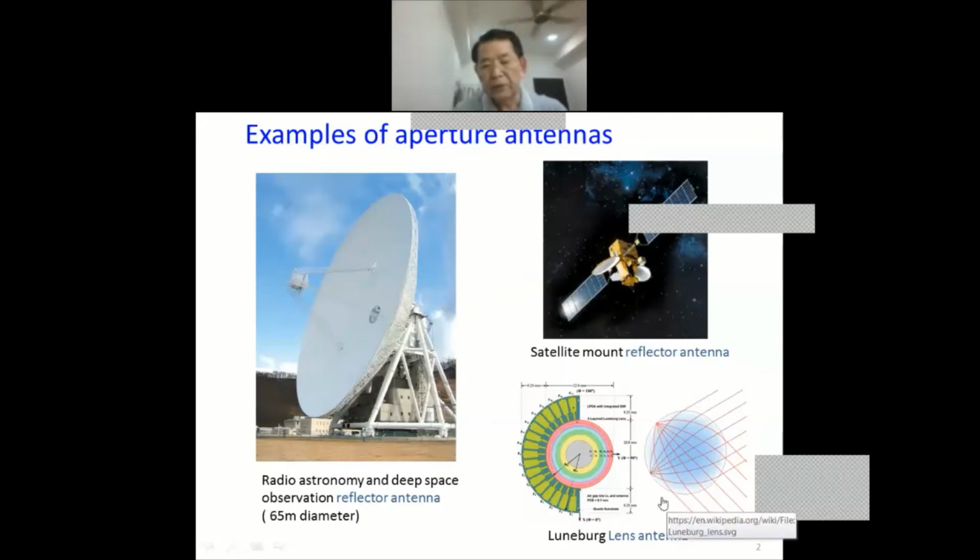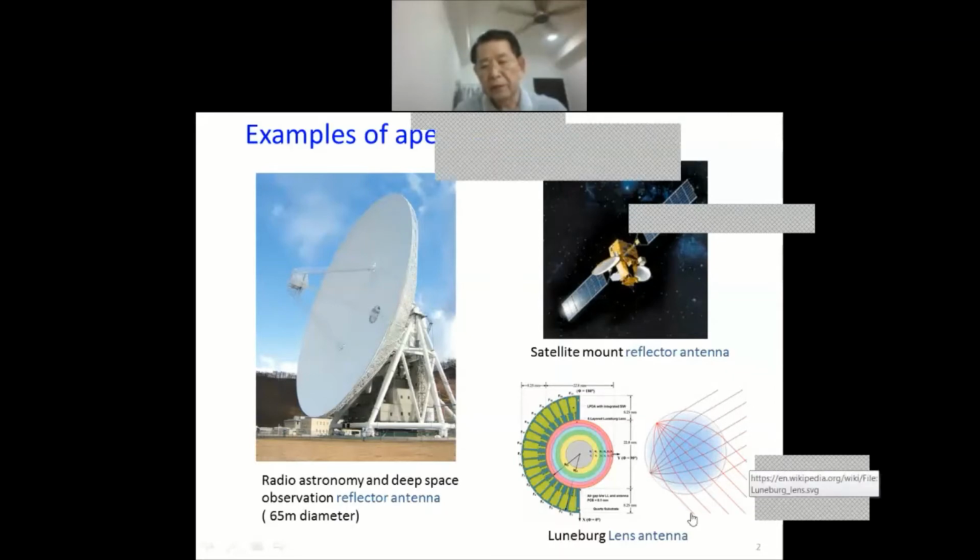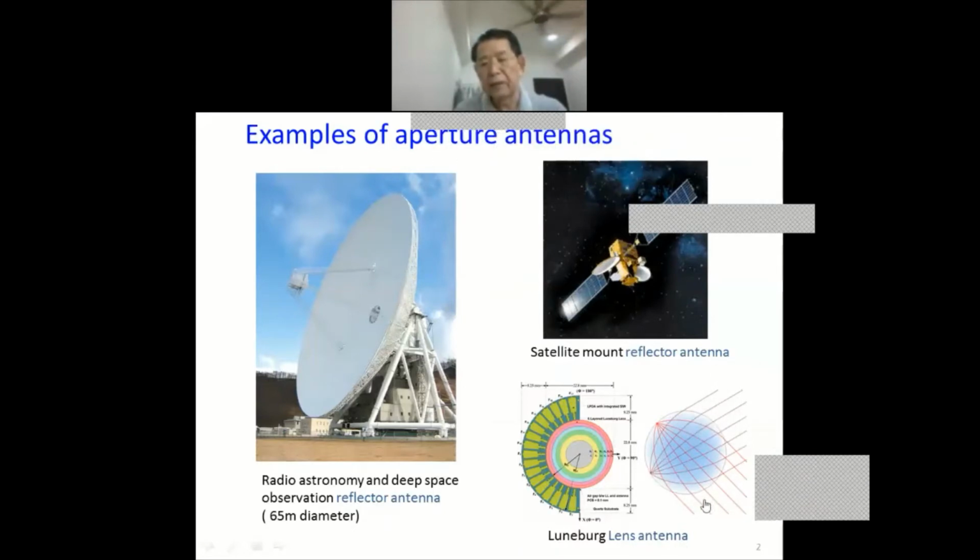Sometimes this is used in missiles. On the top of the missile, it can look for the target over a very wide area. Like this, it scans the target, and the missile can be moved toward the target. This performance is very interesting. The inventor is Luneburg, so this is called the Luneburg antenna.